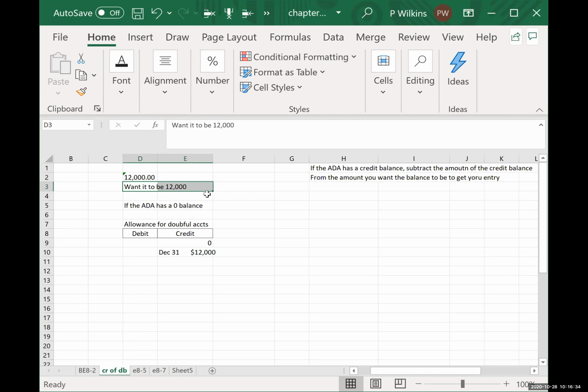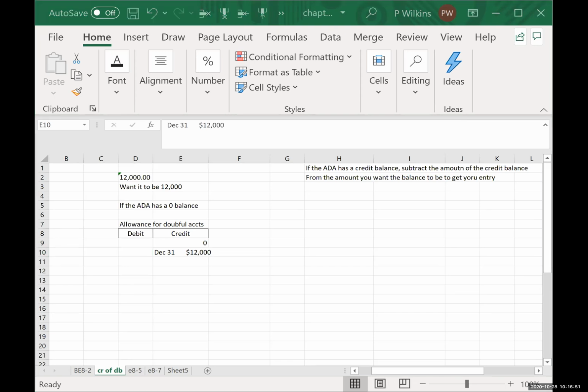$12,000 was being written off, okay? So we are going to credit allowance for doubtful accounts $12,000, and that's what's going to give us a $12,000 balance in that T account, okay? Now, this is going to take us back to chapter 3. Remember how I said chapter 3 is your friend and it's going to follow you through all of accounting? This is going to take us there.